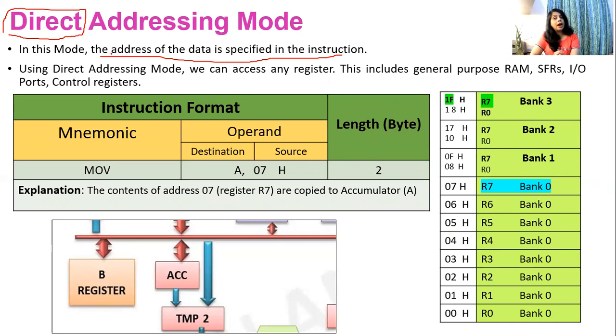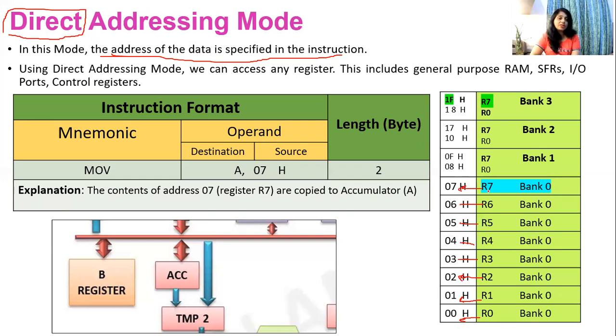Now I will go back to the same memory organization. As I told you, this memory is divided into 4 register banks. In each register bank there are 8 registers from R0 to R7, and every register has a unique 8-bit address. Like this, R0 has address 00, R1 has address 01, R2 has address 02. So every register has its own address. Similarly R3, R4, R5, R6 and R7 also have addresses.